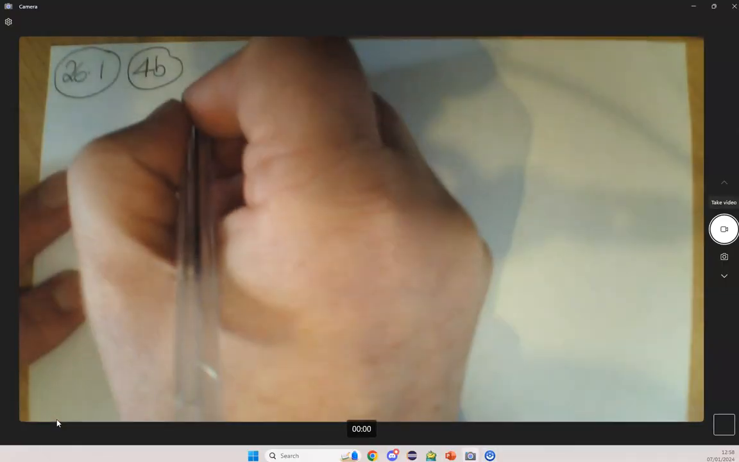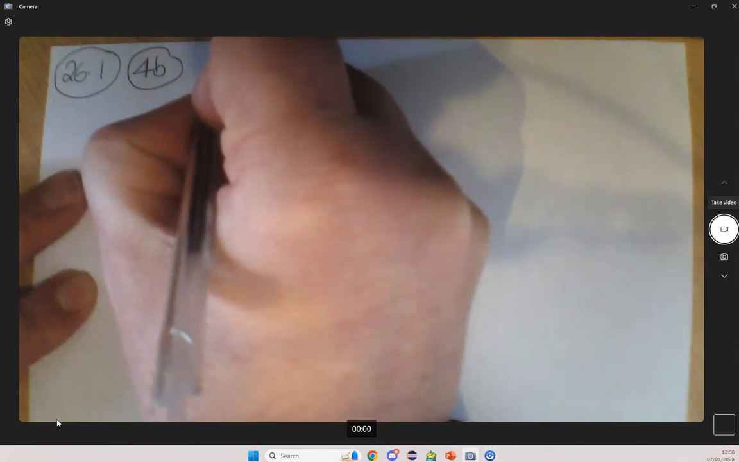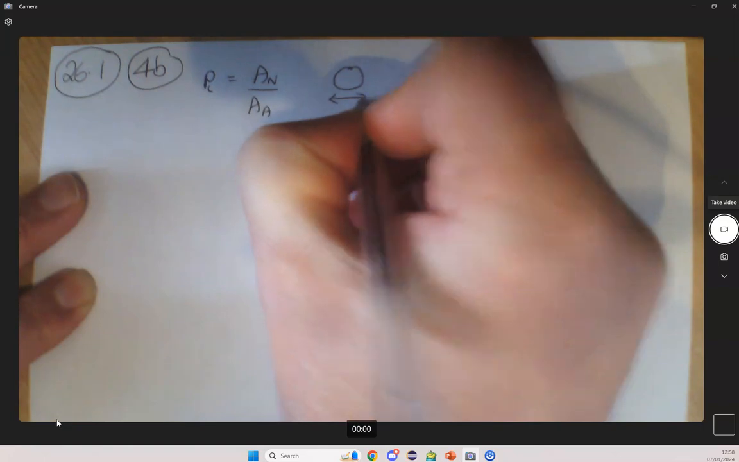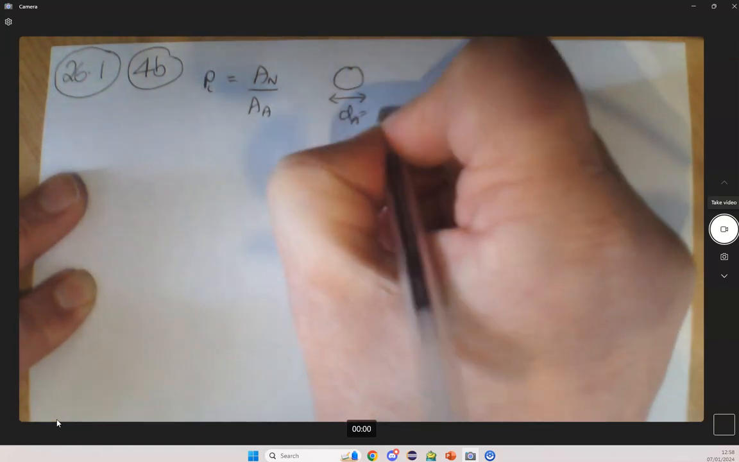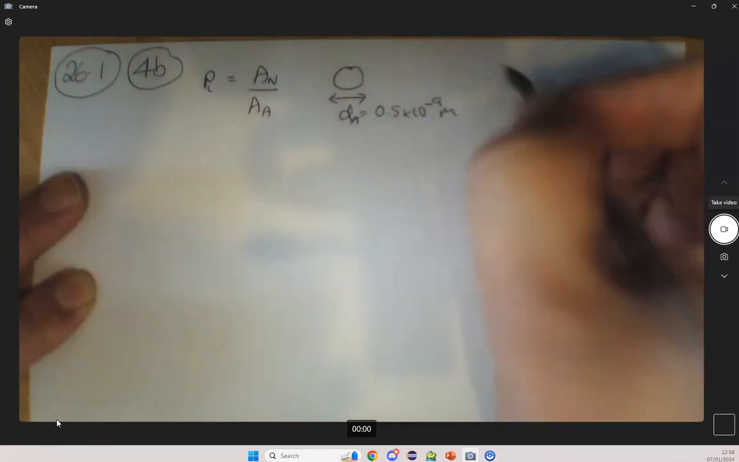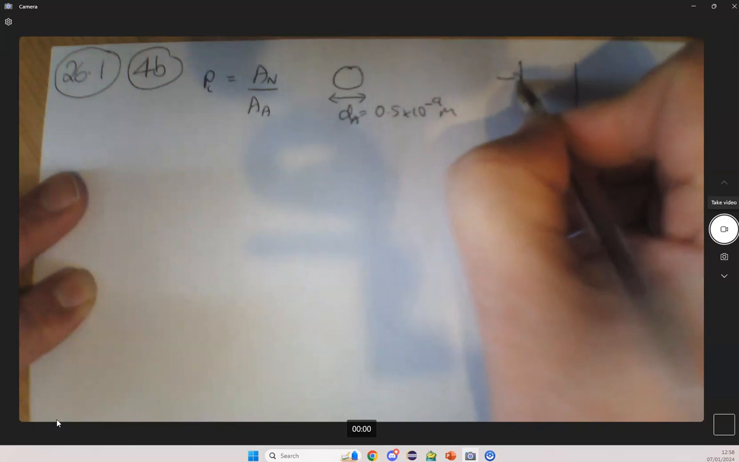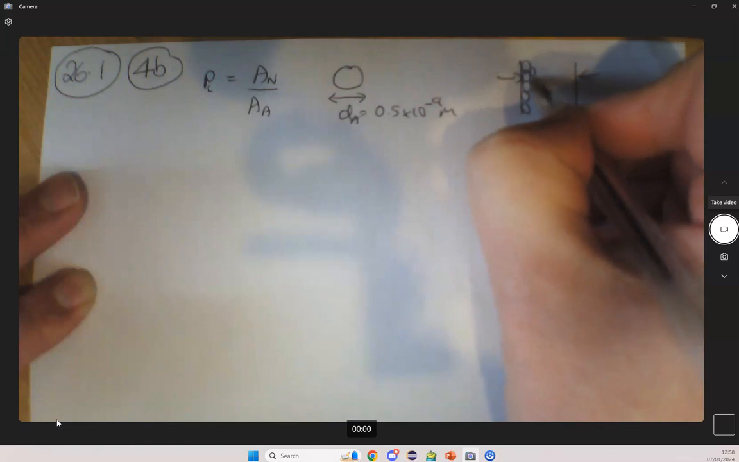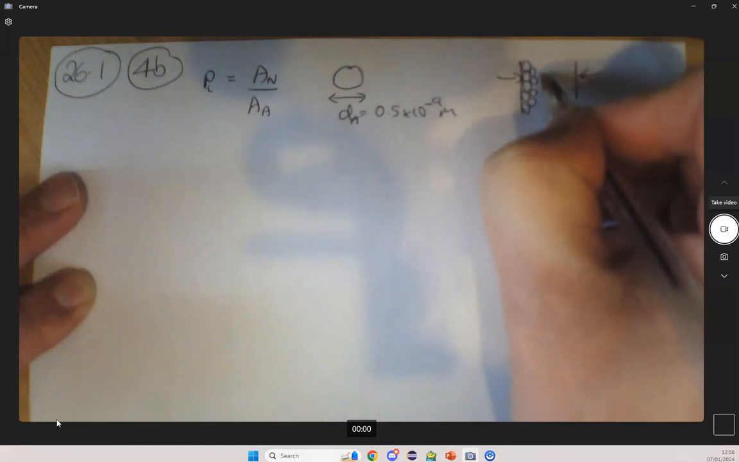Alright, so let's jot down and make sure we understand what they've told us. The probability of being deflected on a given layer is the area of the nucleus divided by the area of the atom, and those are cross-sectional areas. They've told us the diameter of an atom is 0.5 times 10 to the minus 9 meters. And they've got a material, made up of these atoms in rows or columns like this.